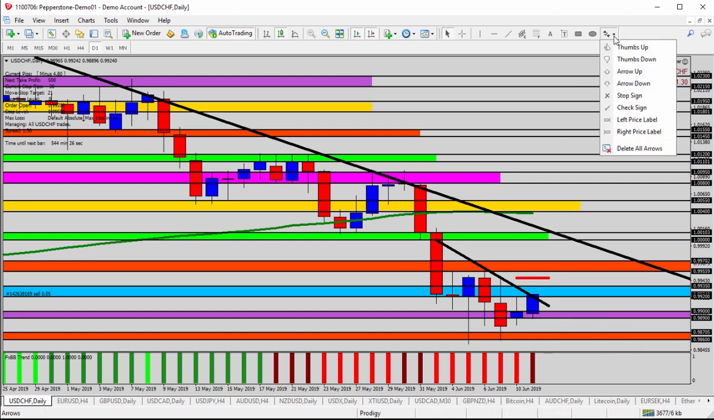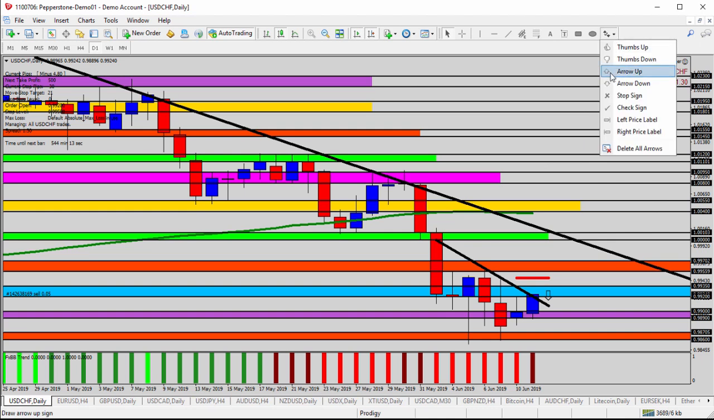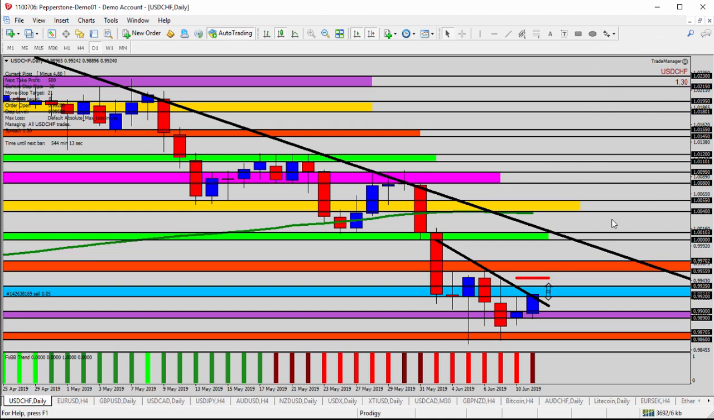One of two things is going to happen here. It's either going to bounce off it, find resistance, turn around and go down, or it's going to do the opposite. It's going to break through and go higher. So it's our job today as traders to try and figure out which one of those is the most likely scenario. Will it bounce off and go back down, or will it break through and go back higher again?